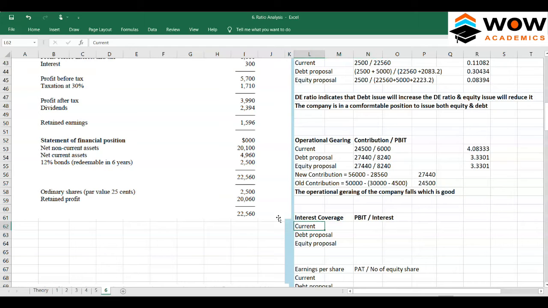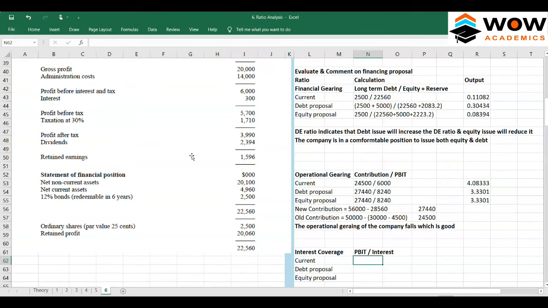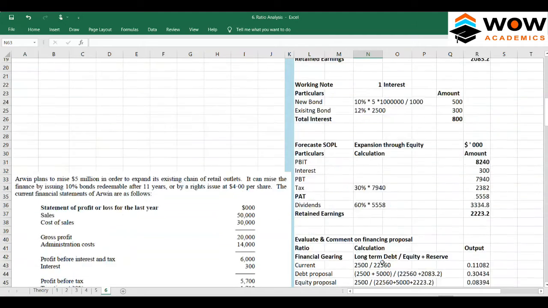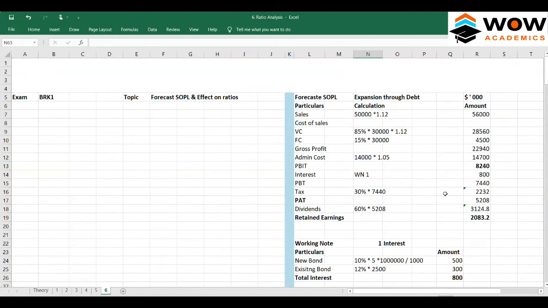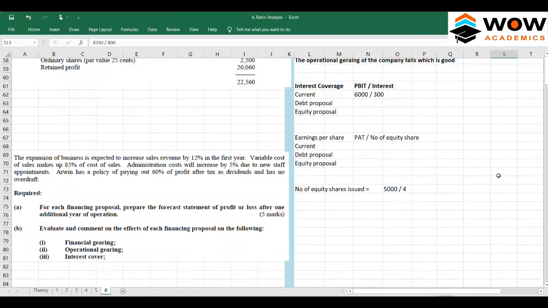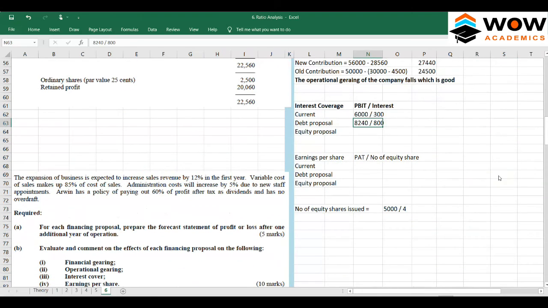So let's go for interest coverage ratio. Let's check the current one. This is quite easy. PBIT is 6,000, interest is 300. For the debt proposal we can get it from here. Here PBIT is 8240 divided by interest, which is 800. So you can get that and put it here.